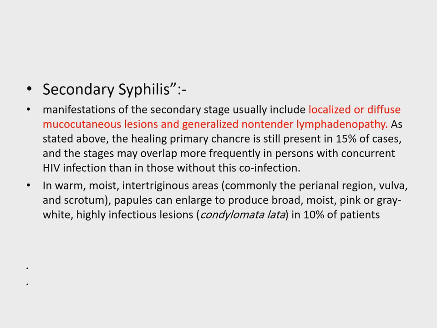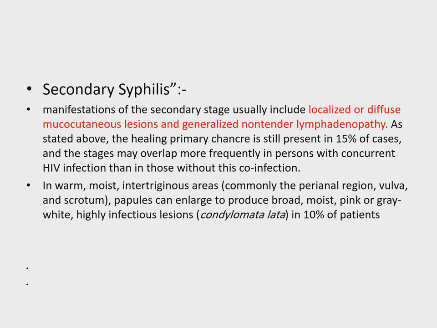Look, mucocutaneous lesions on the palms and the trunk are associated, at the same time, with generalized lymphadenopathy. In primary syphilis, it's regional, inguinal, but in secondary syphilis, it's generalized lymphadenopathy. About 10% of patients with secondary syphilis have what is called condylomata lata. Condylomata, like warts.